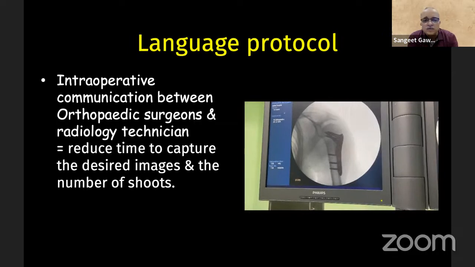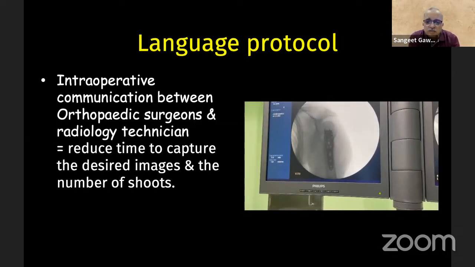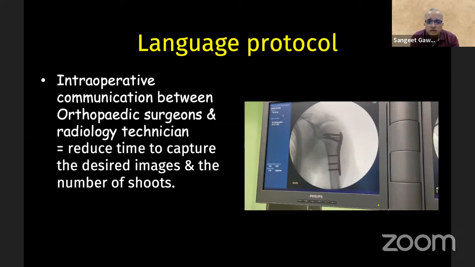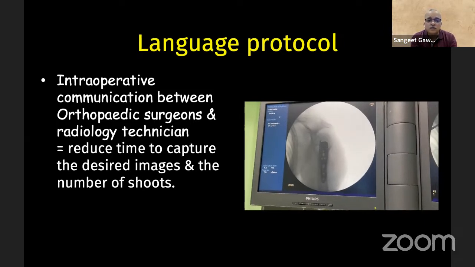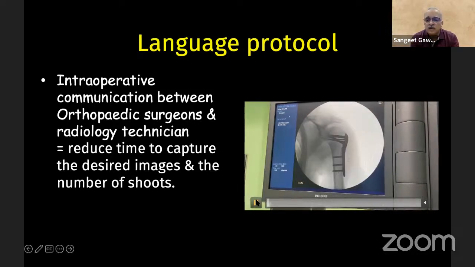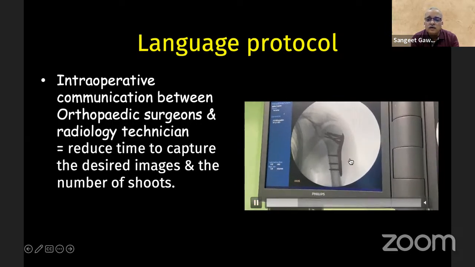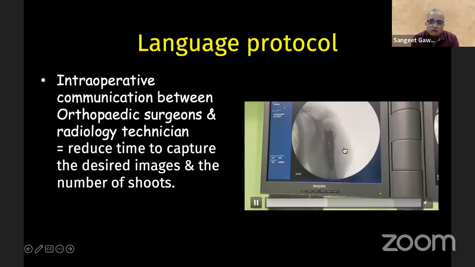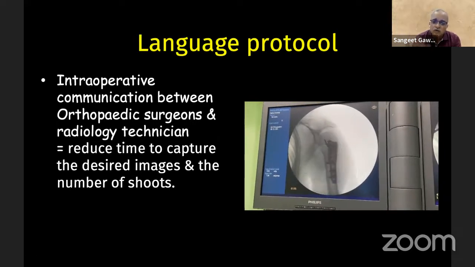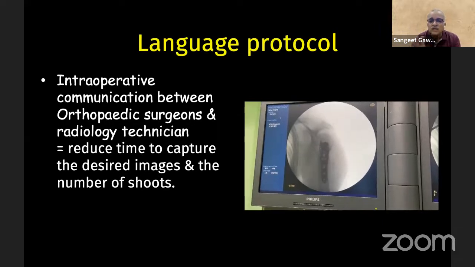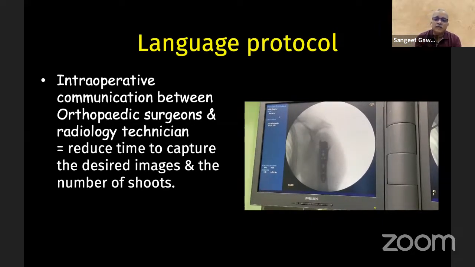Between the technician and the OT personnel, you must develop a language protocol. Intraoperative communication between the orthopedic surgeon and the radiology technician will reduce the time of capture of the desired images and the number of shoots. Even if you have to take a continuous shoot at the end of surgery, a communication language between the technician and the surgeon will give you a limited exposure of a particular rotation in which you can see a good AP and lateral and how is the position of the plate and the screw.